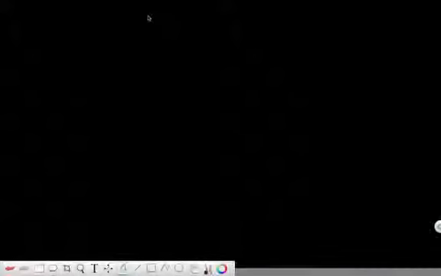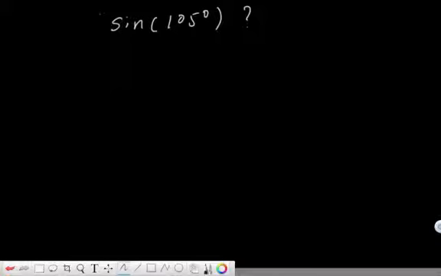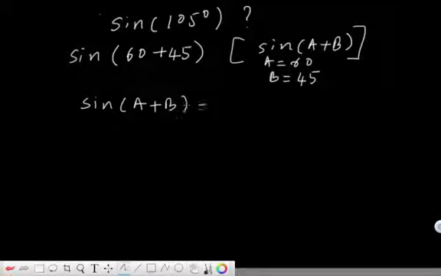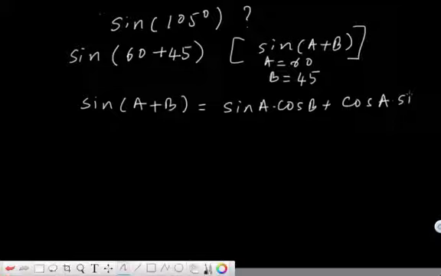Now let us work through some problems. Calculate sine of 105 degrees. So how do you do this? If you break this into standard trigonometric ratios that we have, 60 plus 45 is 105. So now if you look at this, it is in the form of sine of a plus b, where a is 60 and b is 45, and we know from our previous lecture, sine of a plus b is sine a cos b plus cos a sin b.